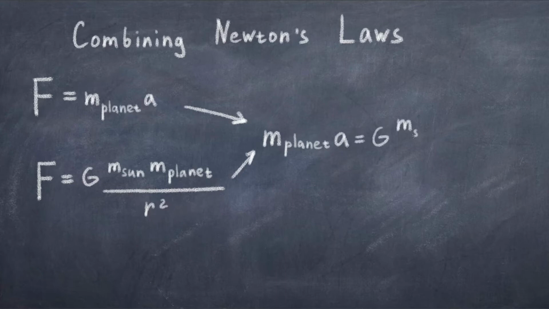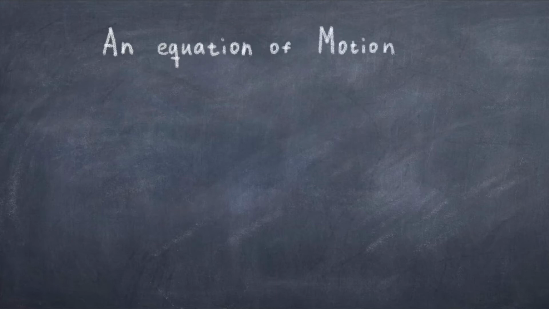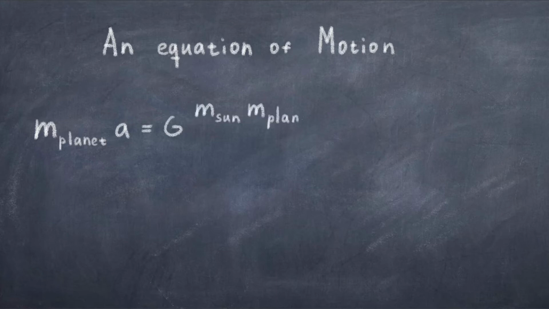As always, G is the gravitational constant, a is the acceleration, and r is the radius between the Sun and the planet. To obtain our final result for our equation of motion, we note that the mass of the planet m planet is on both sides of the equal sign. So they cancel out, and thus we get the following equation of motion for our two-body system. a is equal to G m Sun over r squared.